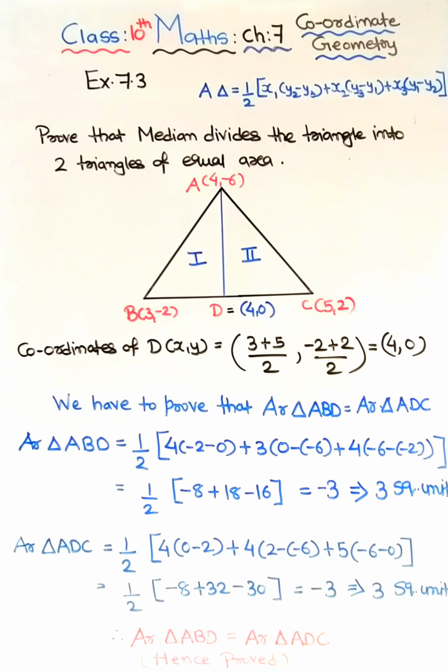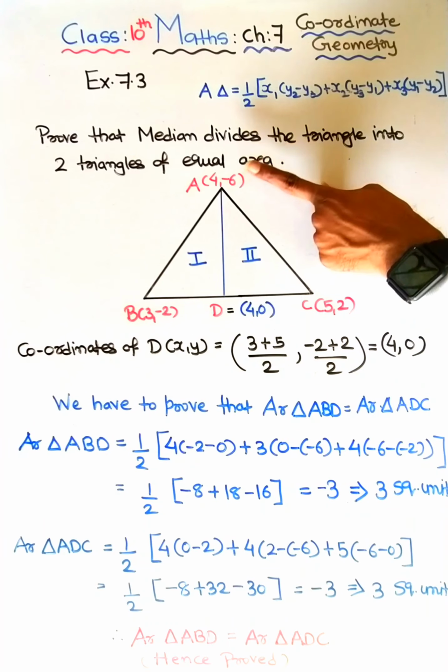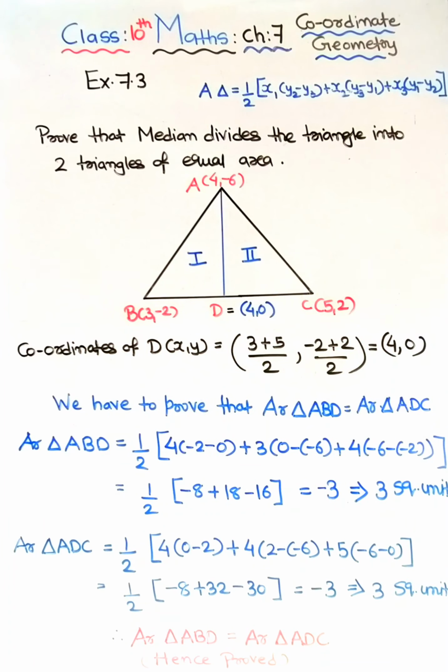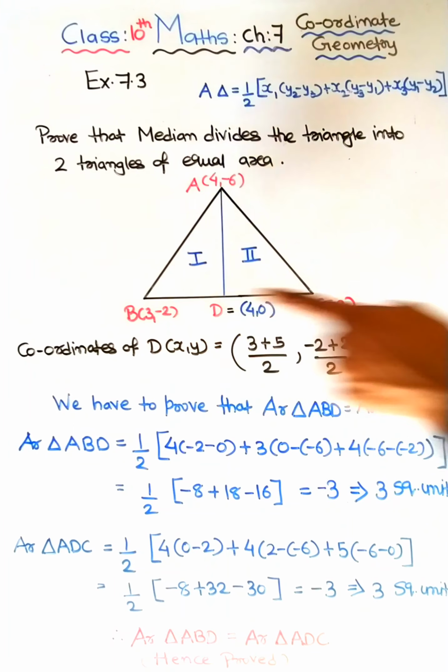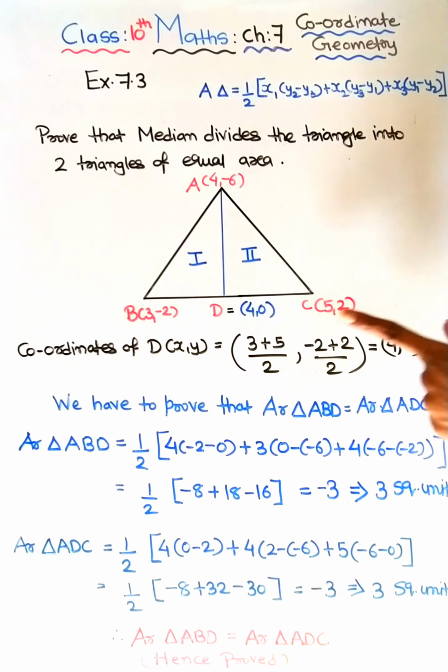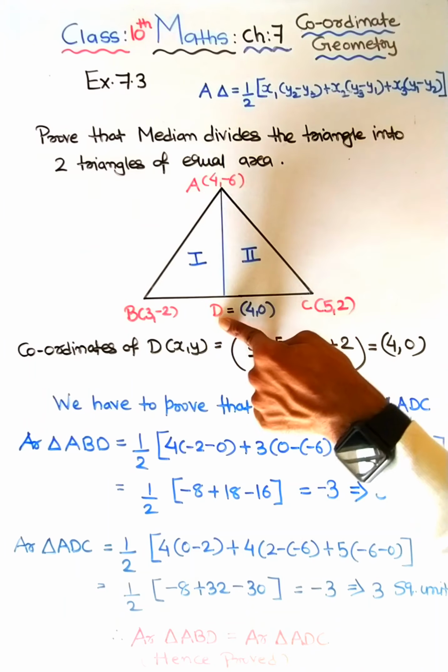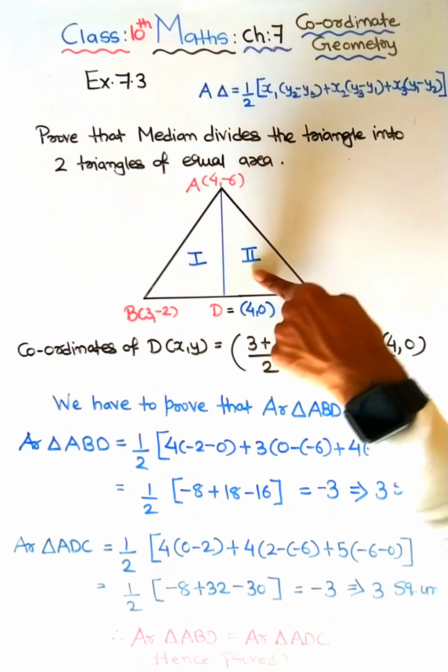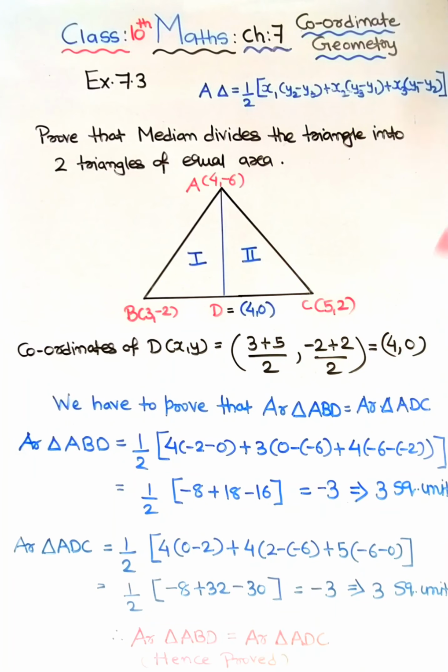Now the last question is question number 5. The question says you have studied in class 9th that a median of a triangle divides the triangle into two equal triangles. So we have to verify this statement if the coordinates of A, B and C are given: A(4, -6), B(3, -2) and C(5, 2). So we just have to find out the median, then find out the area of these two triangles and prove that both triangles have equal area.